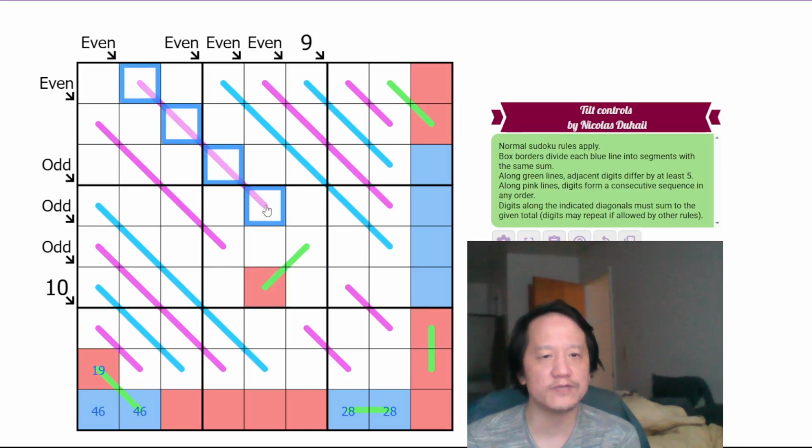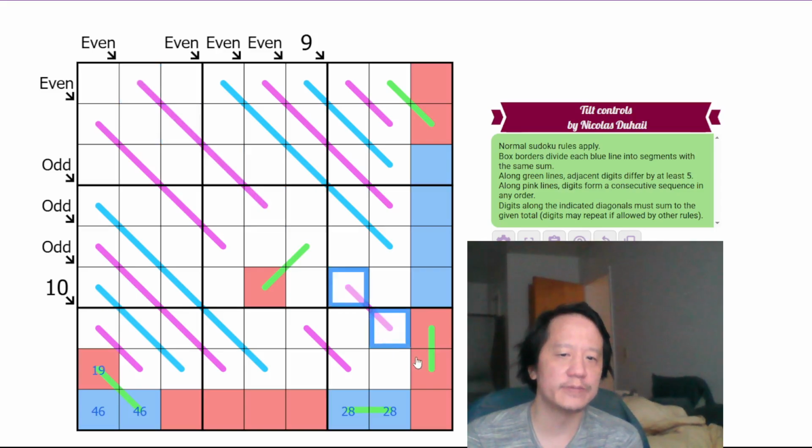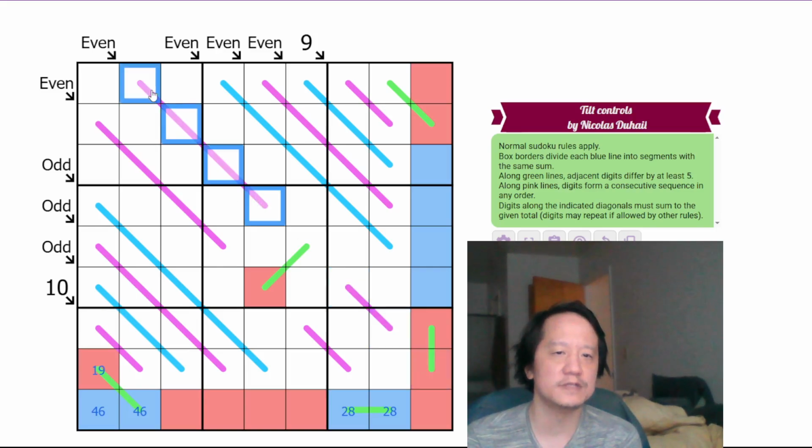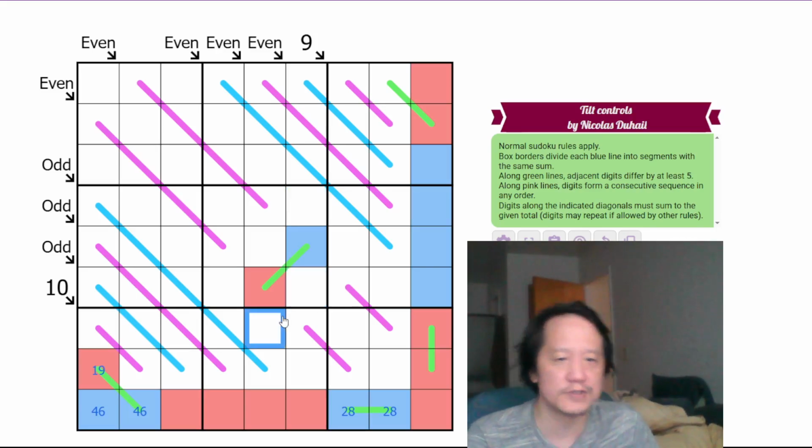Well, this is an even sum because, again, we have 2 odds and 2 evens. This is an odd sum. This is an odd sum. So this is an even sum here. And this is an even sum. To add up to an even sum, this must be even there. Interesting.